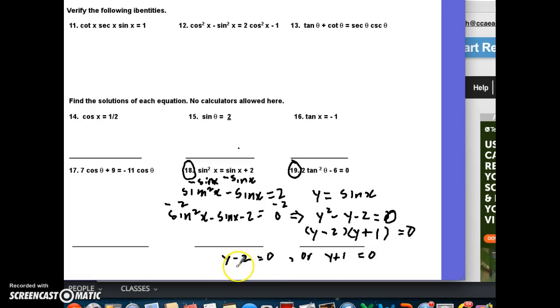Taking a look at this option, we have y, which is now back to sine x. Sine x would have to be 2, when we add the 2 to both sides. And we have to discard this solution. If you think of the unit circle, sine x has a maximum value of 1 and a minimum value of negative 1. So that solution has got to be discarded.